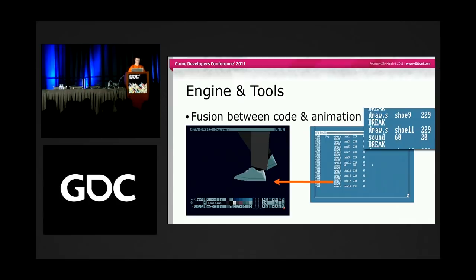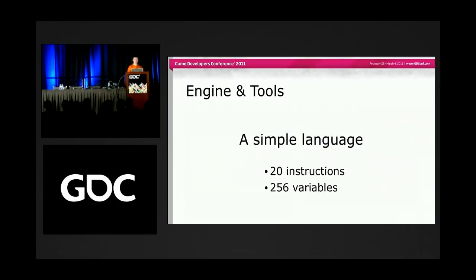This way, the interpreted code itself became also an animation sequencer. And it was possible to associate more complex code to manage all the gameplay interaction. The language has few instructions, very simple and minimalist, like the assembly language, but more readable.